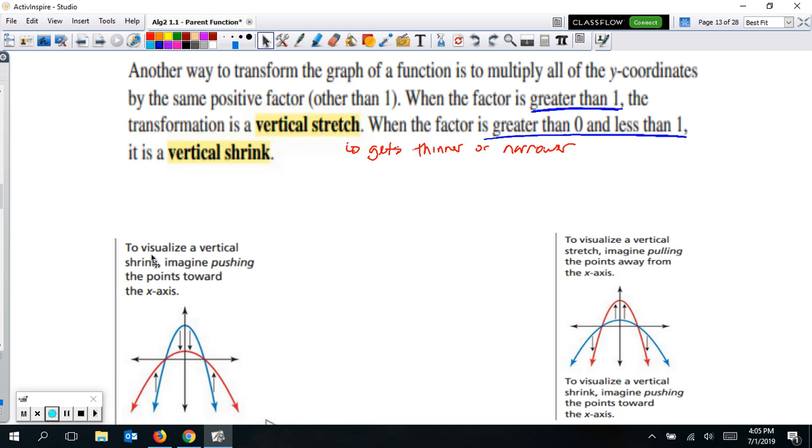And if you're going to shrink it, that's going to be like this one here, where it's going to get flatter or wider. So if you start off with the blue one and you were to shrink, it's going to go down to this red one and get wider. That will shrink it. So that's what's going to happen to your graph. It's going to stretch, it's going to get thinner or narrower, or if it shrinks, it's going to get flatter or wider, like closer to being a straight line, in fact, a horizontal line.